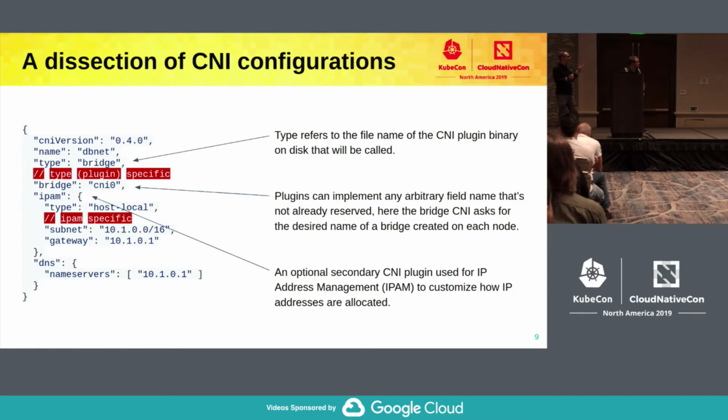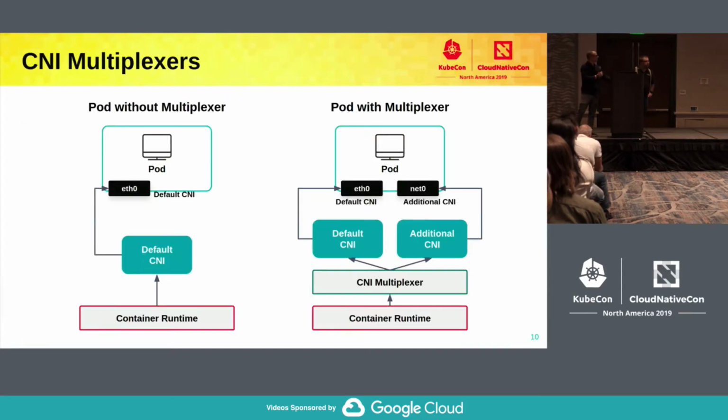The IPAM is also kind of a special type of CNI plugin. That's a CNI plugin that can be run to perform IP address management. That's where IPAM comes from. And the rest is up to you. So for example, the bridge field that's there is specific to the Bridge CNI plugin, and it will denote the name of the bridge device that's created on the node. So you can use those essentially in a free-form fashion.